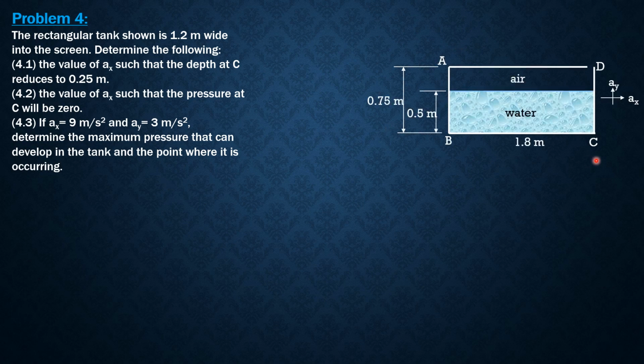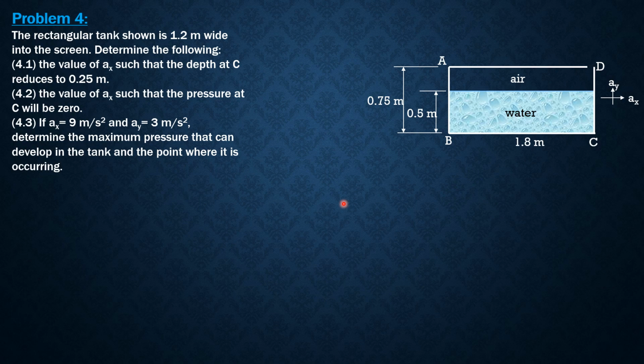So this is the given figure. We have water here and we have an opening here, so meaning to say this is exposed to the atmosphere, 0 pressure, and the direction of A sub x should be positive to the right, positive upward for A sub y. And these are the given information: 1.8 meters, 1.2 meters wide into the board.